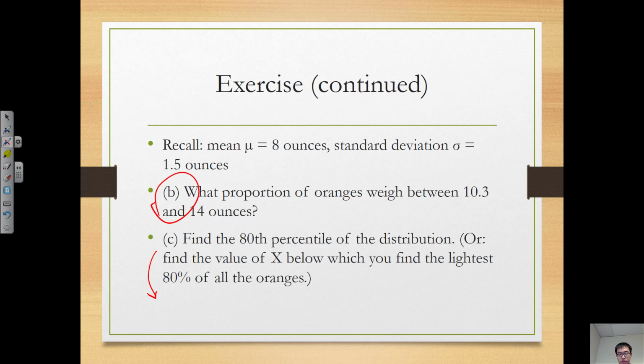So what proportion of oranges weigh between 10.3 and 14 ounces? You remember mu equals 8, sigma equals 1.5, so you just convert the normal distribution to a standard normal distribution. If we rephrase it in a mathematical expression, you want to calculate the probability that, suppose x follows the normal distribution with mean 8 and standard deviation 1.5, the probability that x is between 10.3 and 14, right?